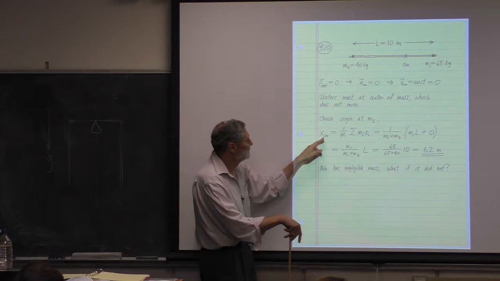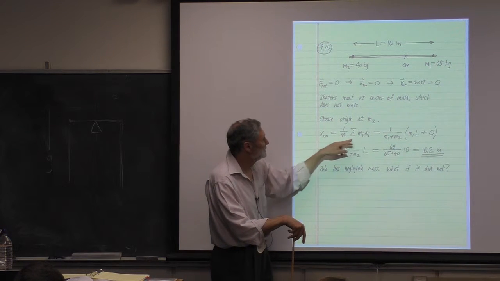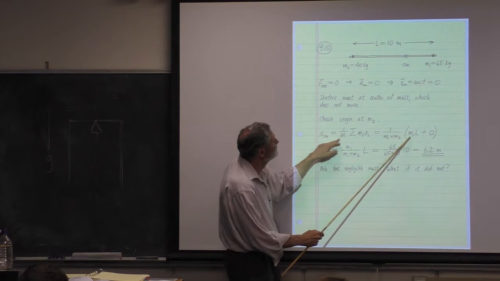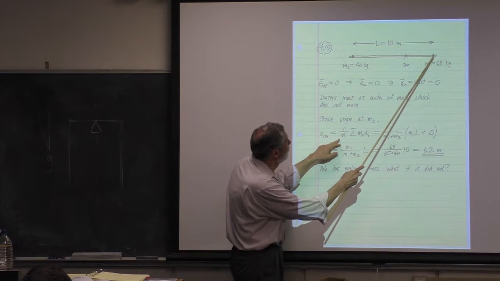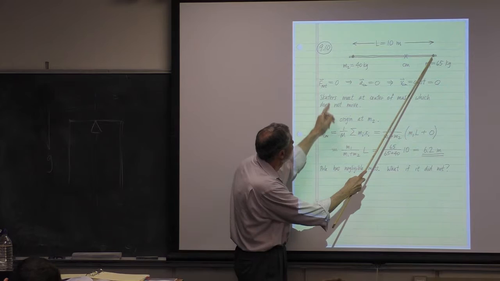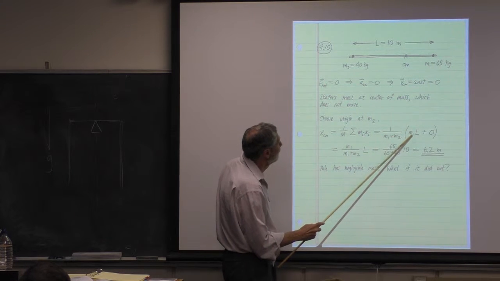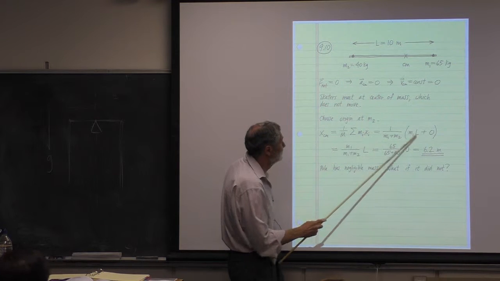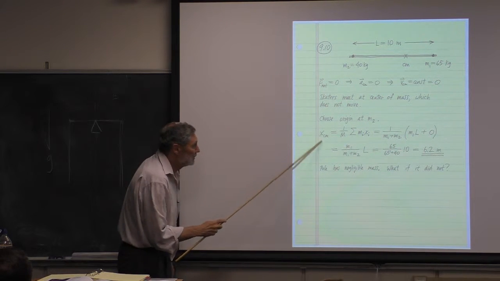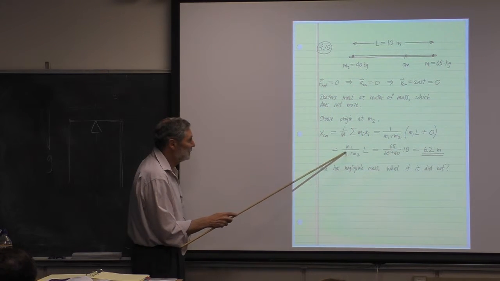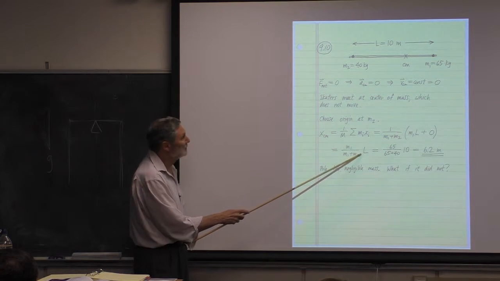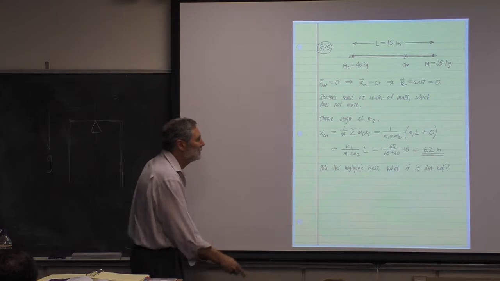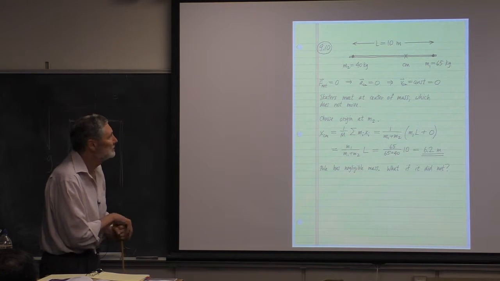Now the x center of mass is just the sum of the moments divided by the total mass. M1 is going to contribute its mass times 10 meters, the length of the rod, to the moment. This one doesn't contribute. So here's what we get, and as Chris pointed out, it's obvious that this is going to be less than the length L. It's scaled by this number, which is less than 1. So you plug the numbers in and you find 6.2 meters.